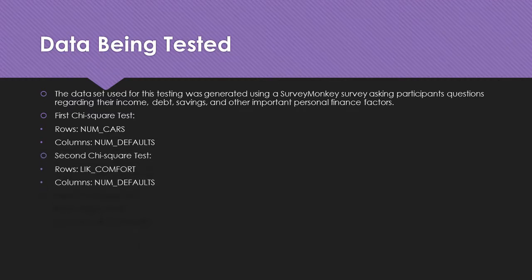The second chi-square test will compare the comfort level of participants with their current financial standing, along with the amount of payments that they have in default. The third chi-square test will compare the number of monthly car payments along with the comfort level of each participant with their current financial standing.